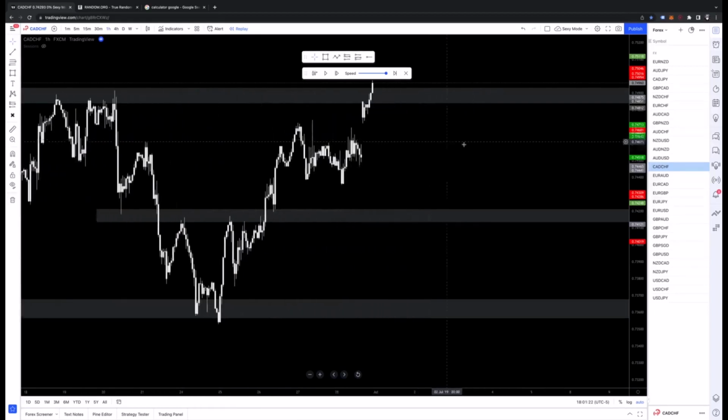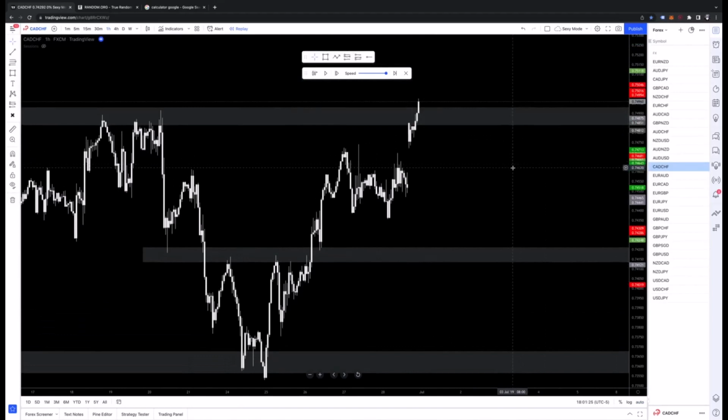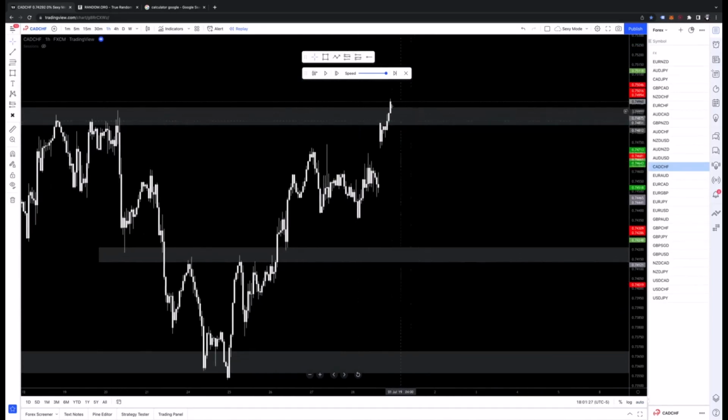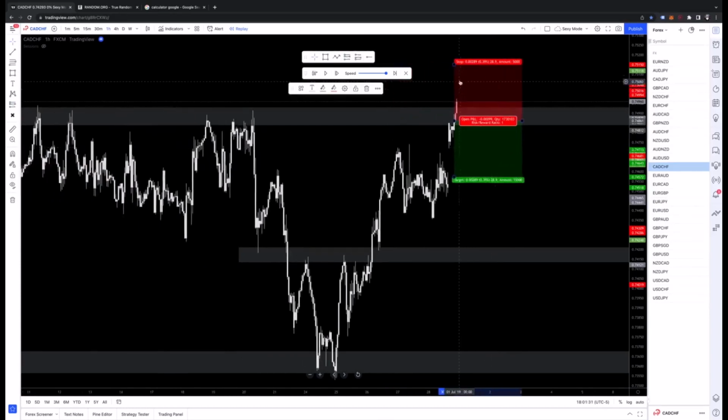Alright, so it looks like we did have a trade. We came up into the resistance zone. We rejected the zone, so our entry would have gone right there. Stop loss goes right above the zone.